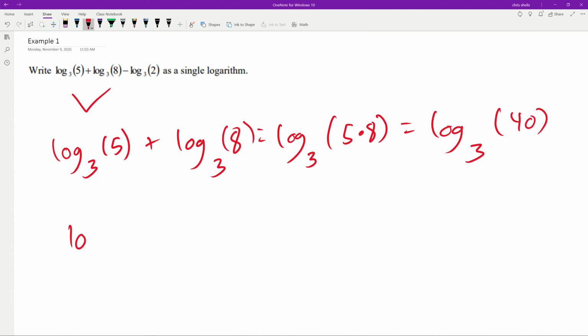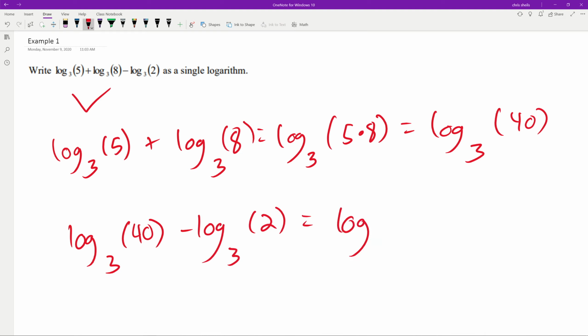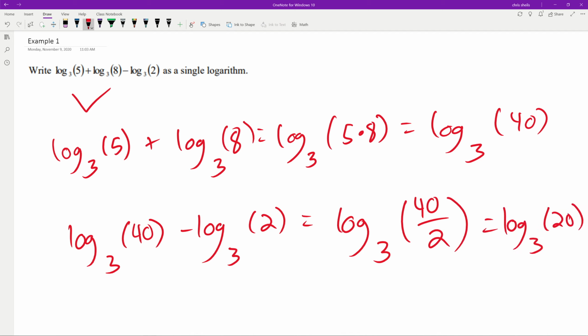So now I have log base 3 of 40 minus log base 3 of 2. And in order to combine these, I can divide their arguments inside of one logarithm. This is log base 3 of 40 divided by 2, which is log base 3 of 20. That's my answer, log base 3 of 20. I've written this expression as a single logarithm now.